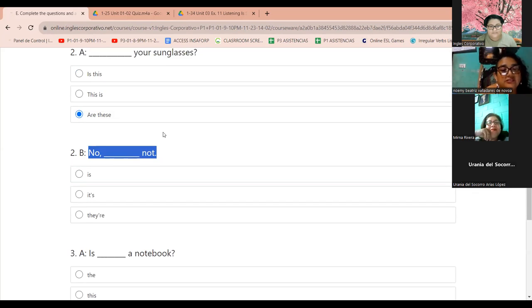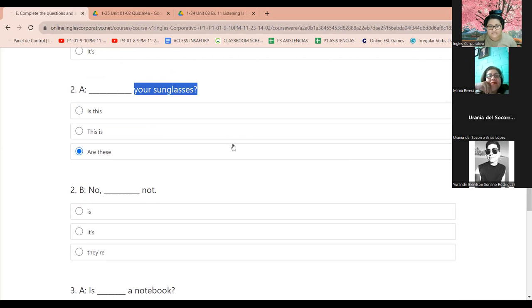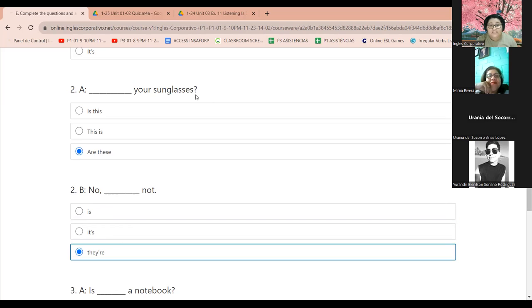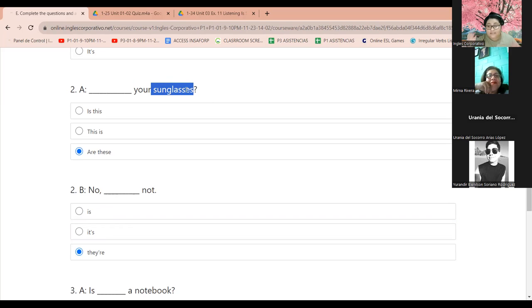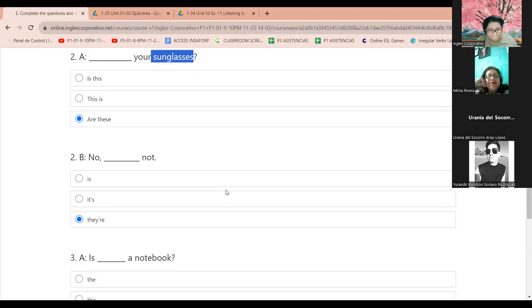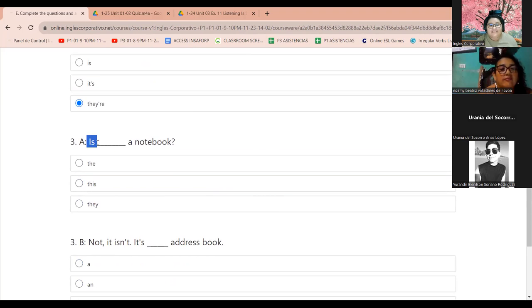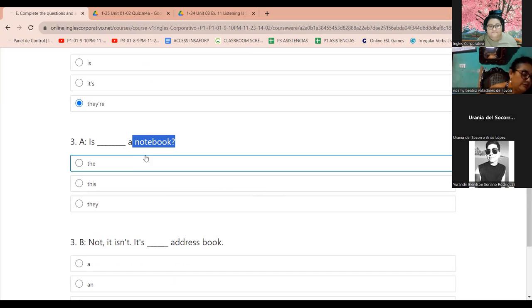Me están preguntando de los sunglasses. They are. Porque sunglasses es una palabra que, aunque como glasses, como los lentes, es solo una, tengo dos pares, right? Pero llamamos par de lentes. La lógica es porque son dos partes, right? Entonces sunglasses lo mismo, es plural, entonces decimos there. There. And then, is a notebook?